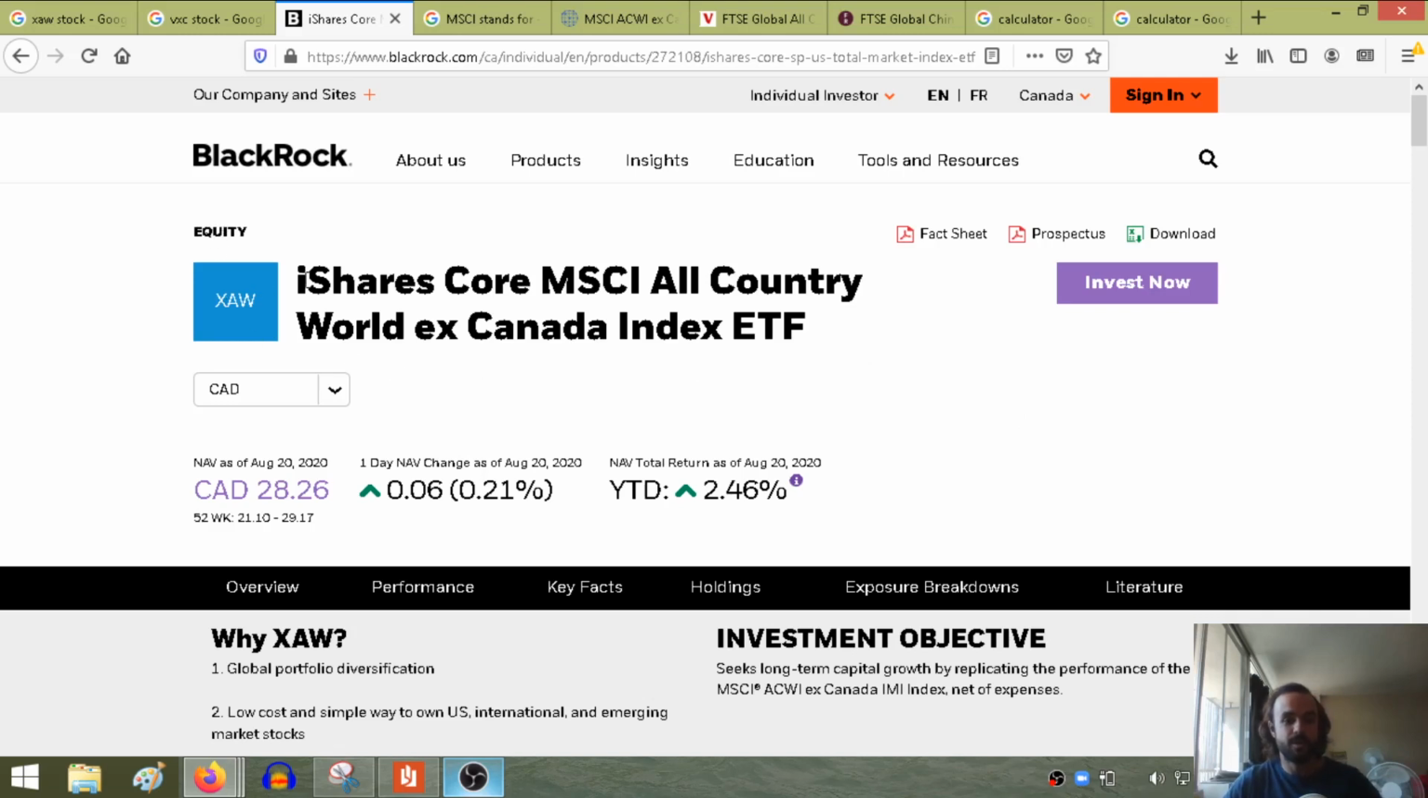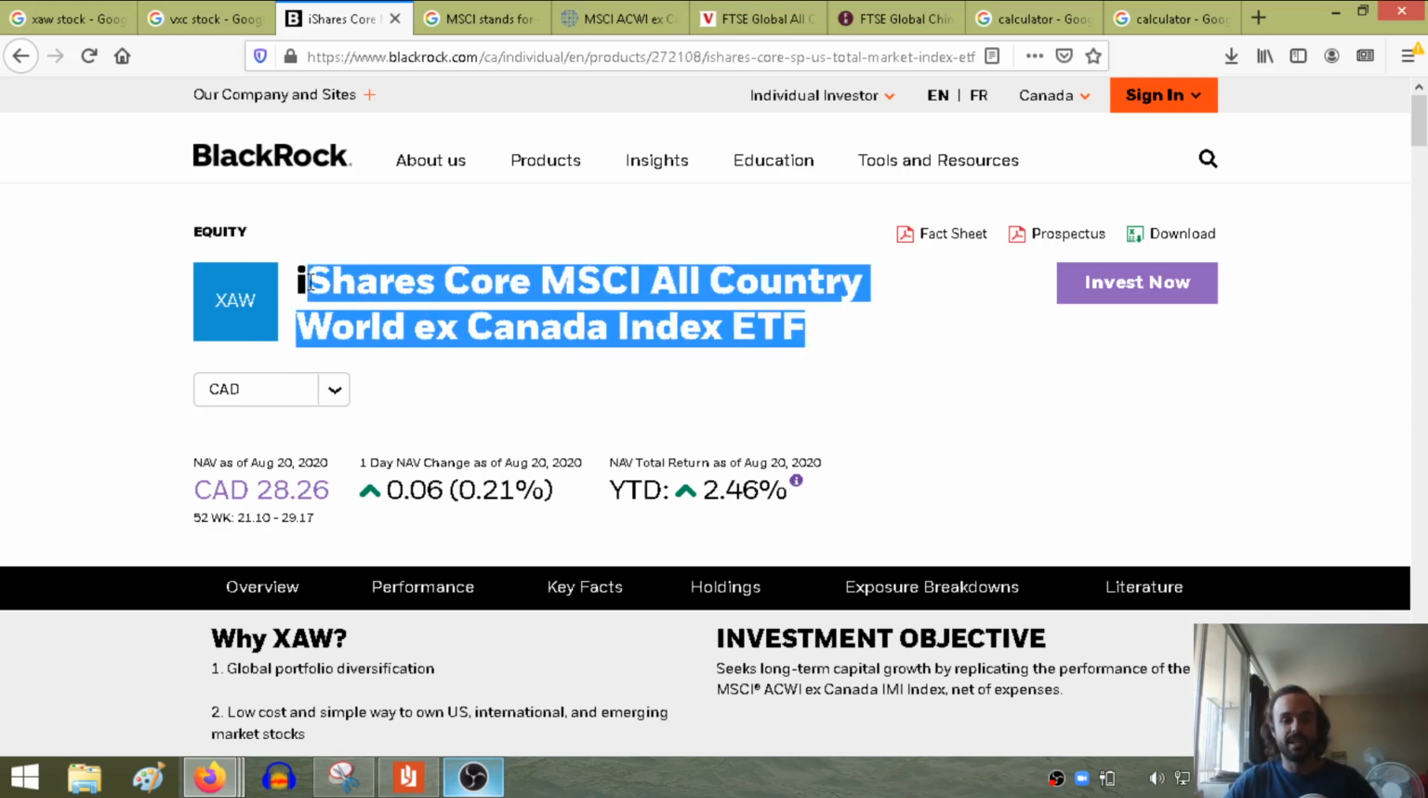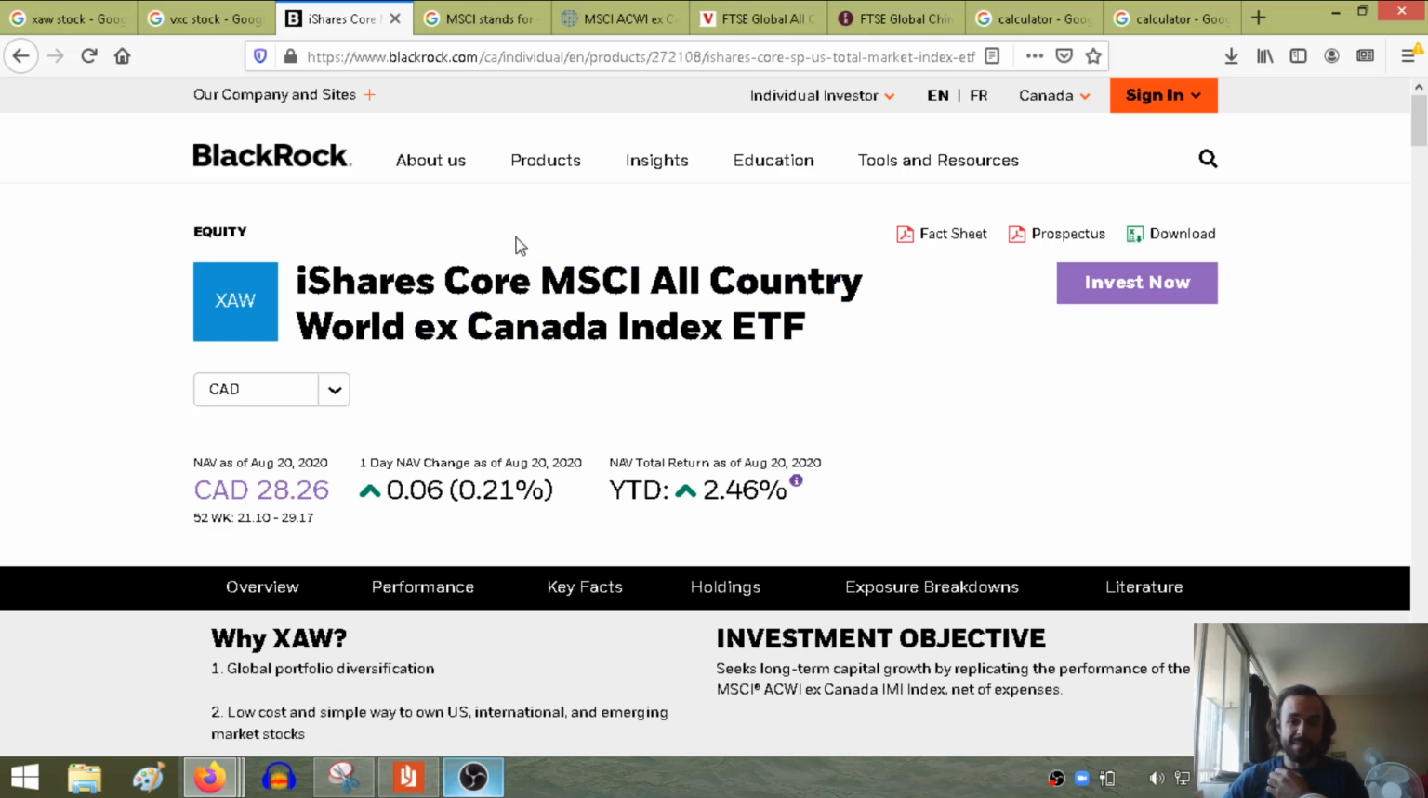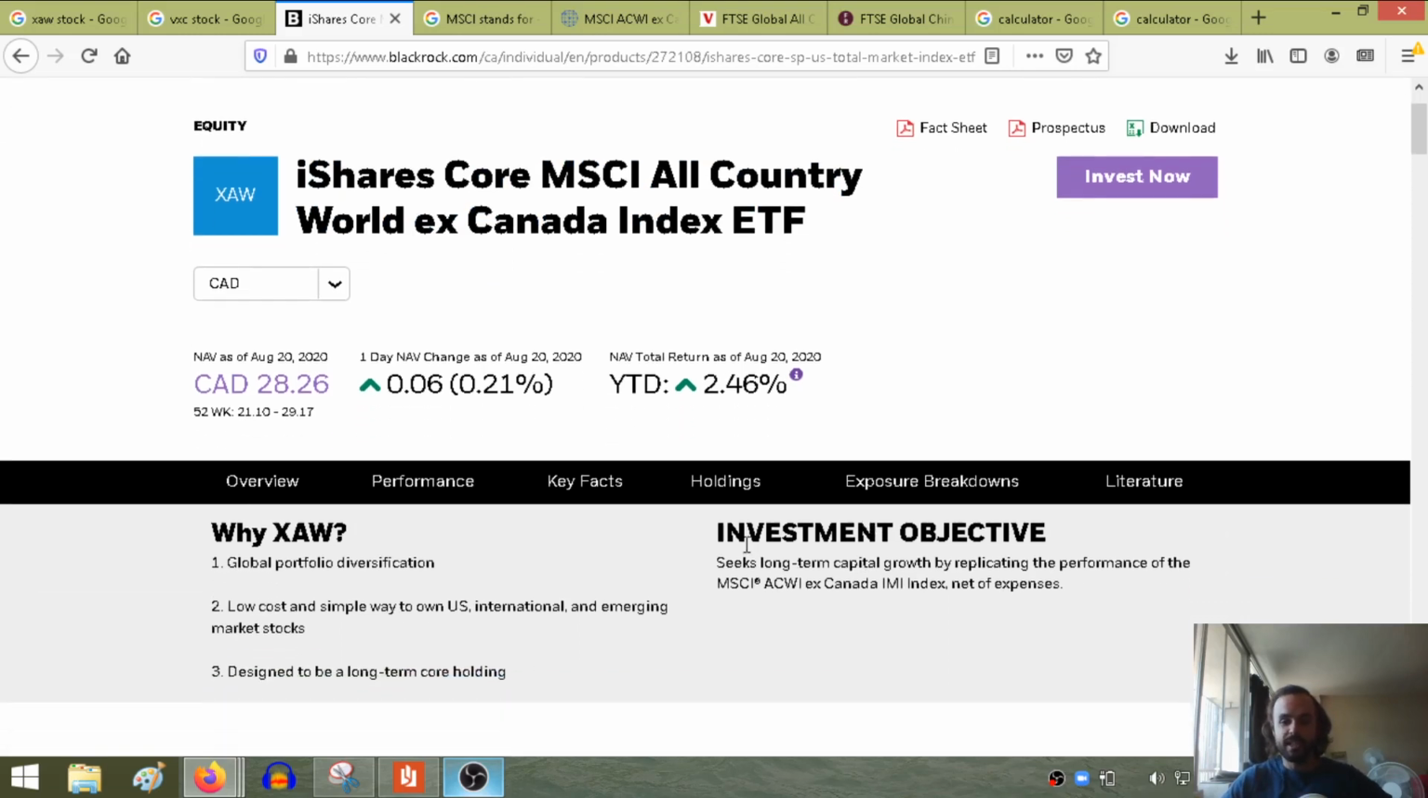So this ETF, the first one we're going to cover, is the iShares Core MSCI All Country World ex-Canada Index ETF. It's quite the handful, but basically, if we just look quickly here, the investment objective is it seeks long-term capital growth by replicating the performance of the MSCI ACWI ex-Canada IMI index.